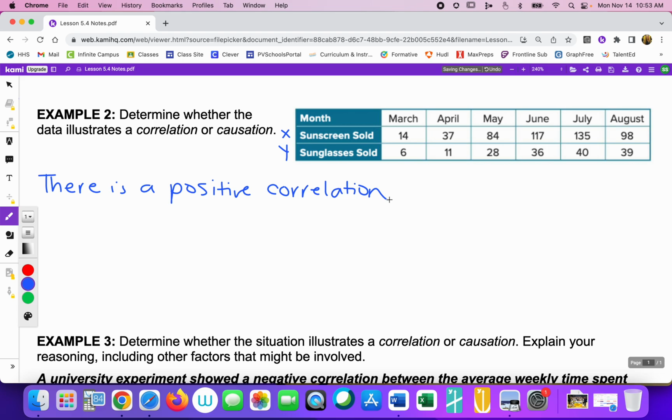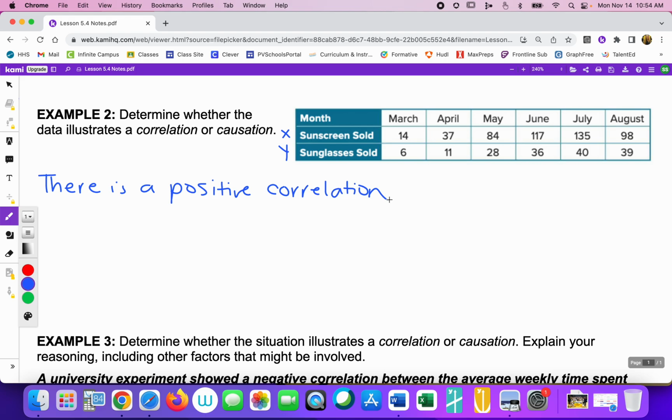How about a causation? Does the amount of sunscreen sold cause a certain amount of sunglasses to be sold? No. Could they be related? Probably, depending on how much time is spent outside. But there's no cut and dry. The first thing does not cause the second thing to happen. Now, if it said temperature, likely. Okay. But there's still no causation.